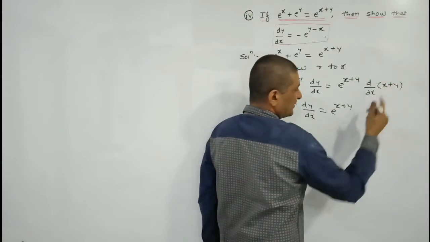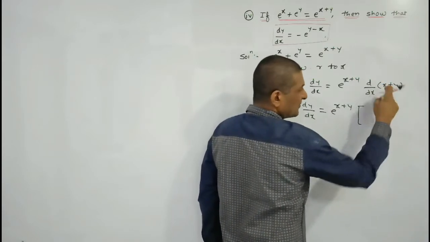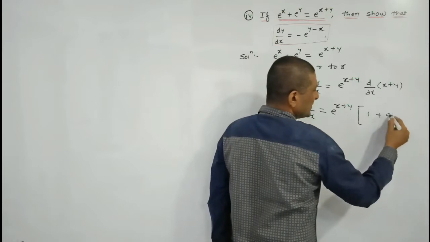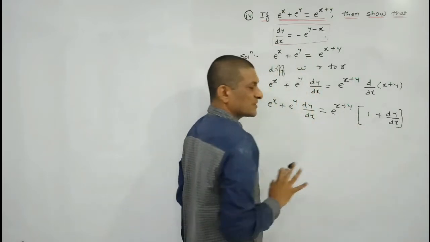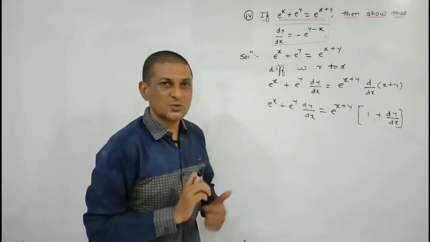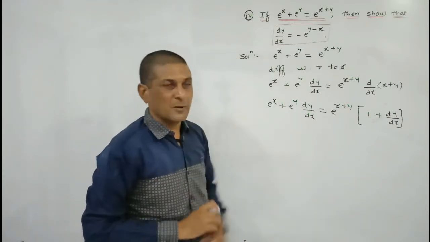Now we are finding the differentiation. What is the derivative of x? 1, and the derivative of y is dy/dx. Here we can observe that the differentiation is completed. Only the remaining part is to simplify it to get our required result.